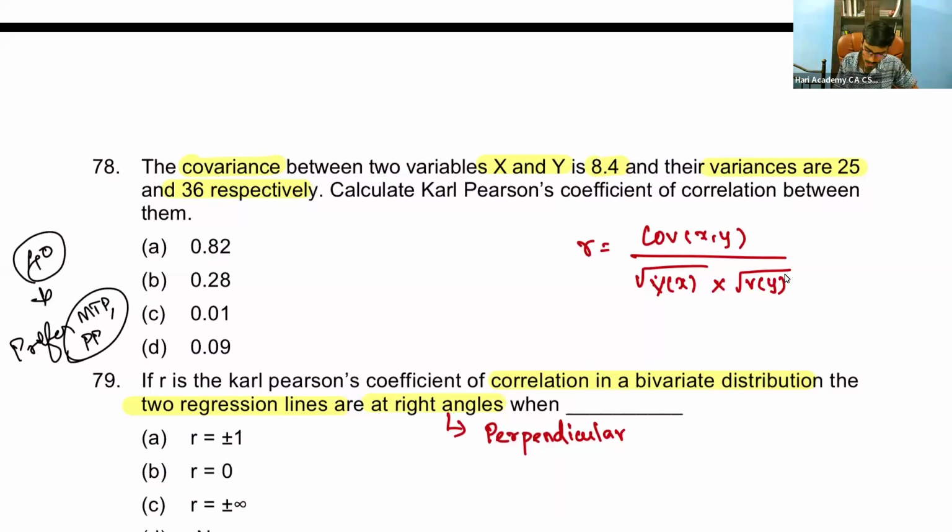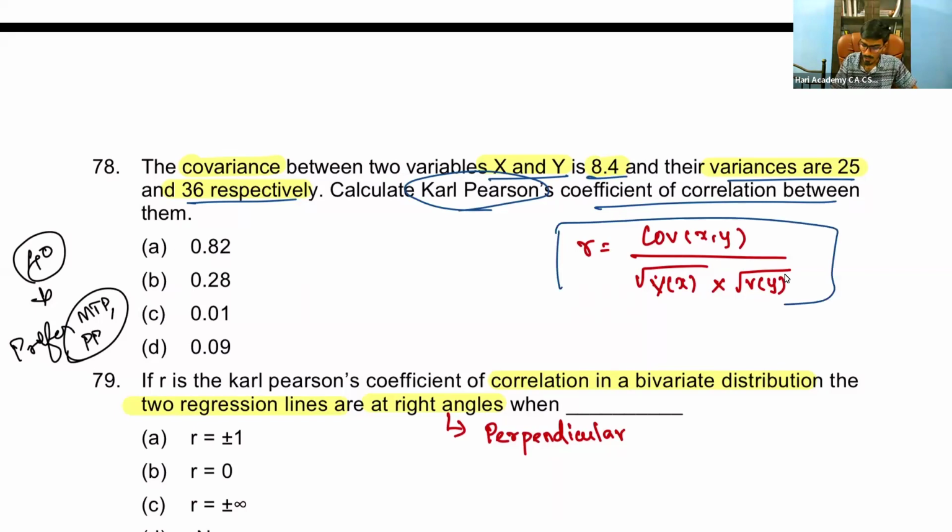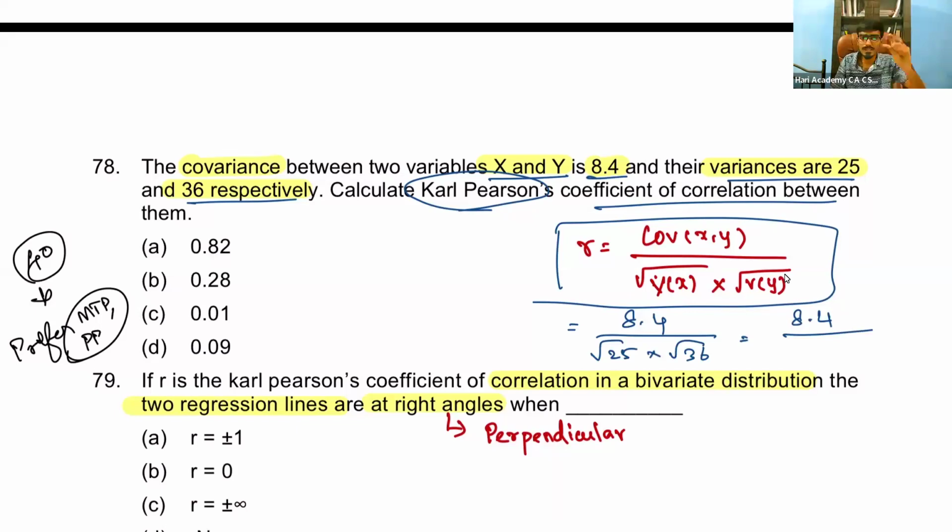The covariance between X and Y is 8.4. The variance of X is 2.25 and the variance of Y is 36 respectively. What is Karl Pearson's coefficient of correlation? The formula is r equal to covariance of X, Y divided by root of variance of X into root of variance of Y. We will substitute 8.4 divided by root 25 into root 36. Root mental mathematics you should remember, then you can save time.